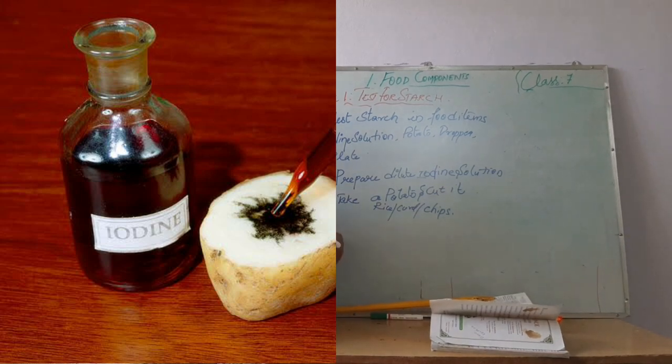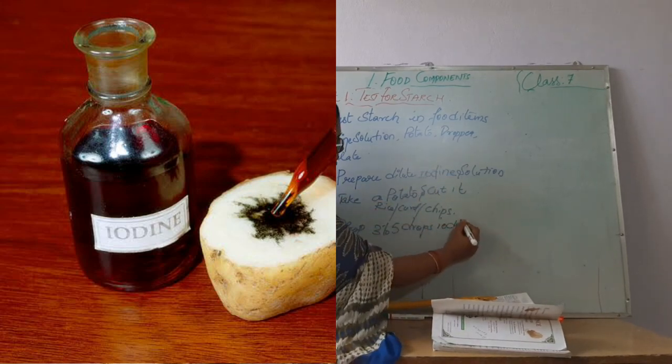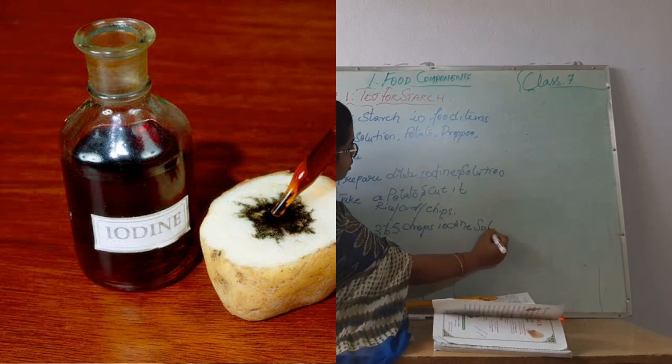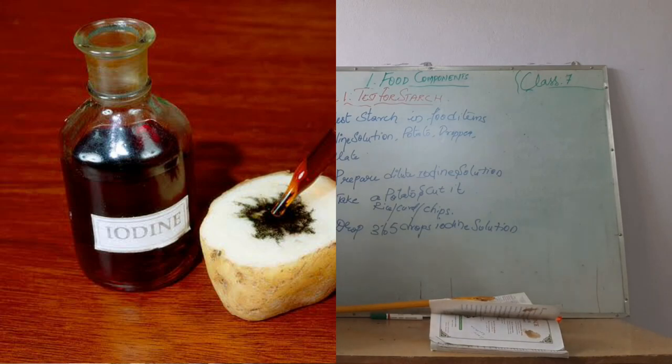And third, drop 3 to 5 drops of dilute iodine solution on the potato. Don't forget, dilute iodine solution. Then what happens? That's all.